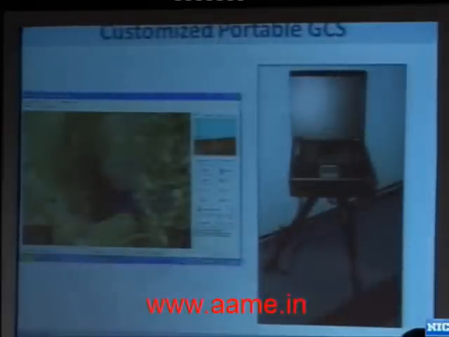This is the portable GCS we developed at ADE. As I said, the rugged construction is very important. It's very robust and can be used in a very harsh environment. And this is the typical ground control station page where you have the imagery of where you are flying, the area of interest, and also the path of the air vehicle.